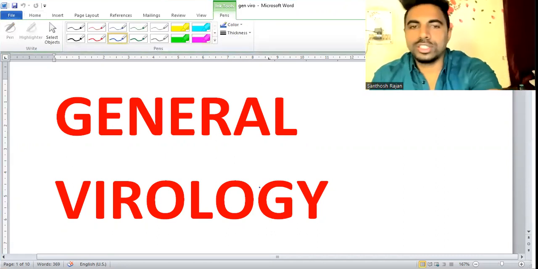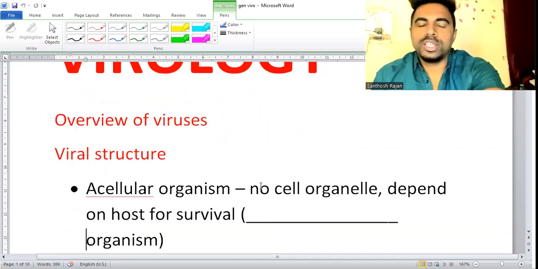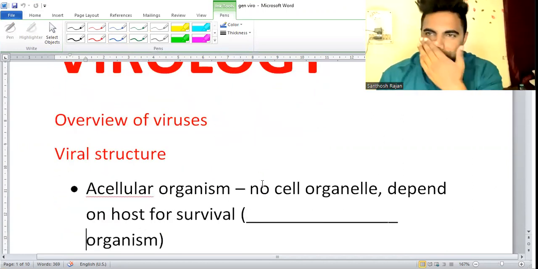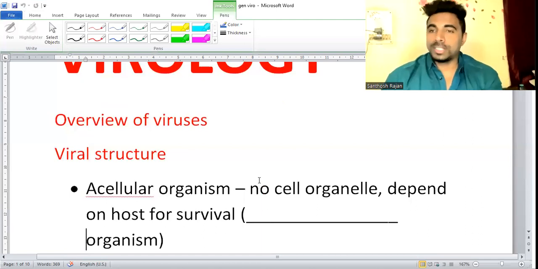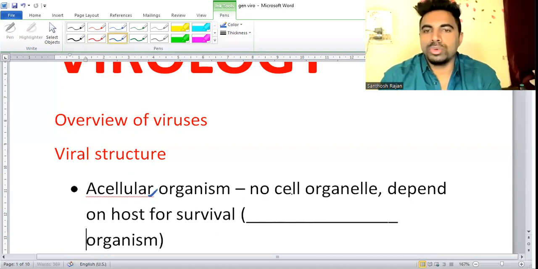So, the first is the overview. If you see, among all the microbes, we have virus, bacteria, fungi, and the parasite. This is the acellular one. Definitely, it is acellular. That means there is no cell. Acellular organism, no organelle, nothing.